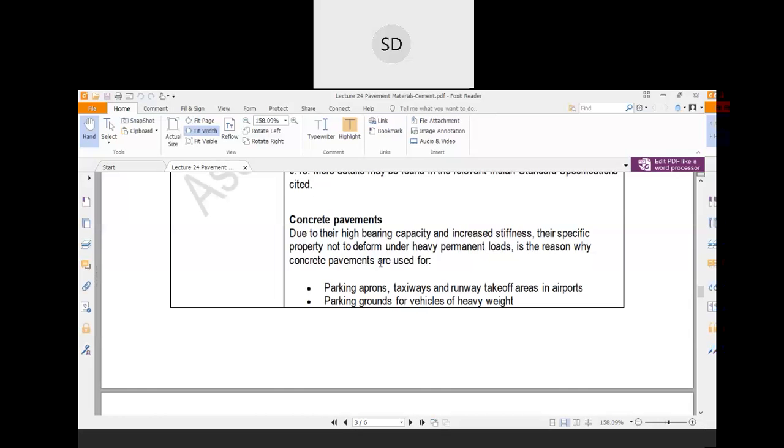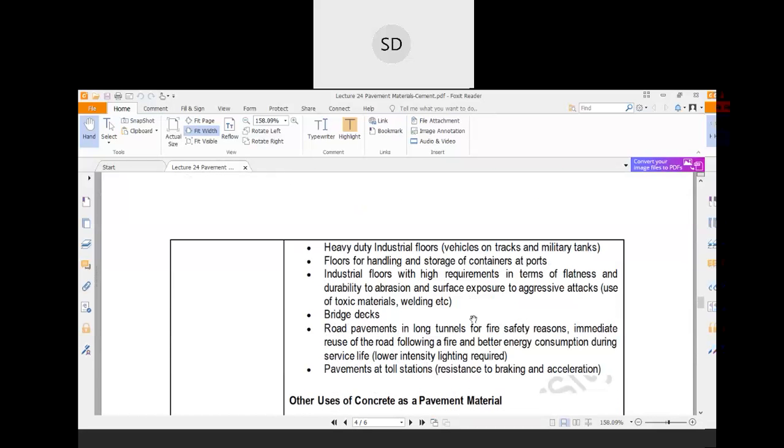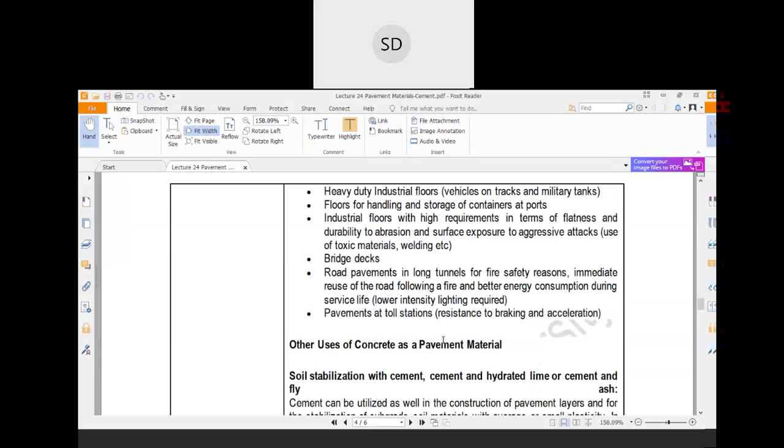Generally, these concrete pavements are used as parking aprons where vehicles are parked, taxiways in the airport, parking grounds for vehicles of heavy weight, heavy duty industrial floors, floors for handling and storage of containers at ports, industrial floors with high requirements in terms of flatness and durability of abrasion, bridge decks, road pavement in long tunnels, then pavement at toll stations. So these are some of the examples where rigid pavement can be used.